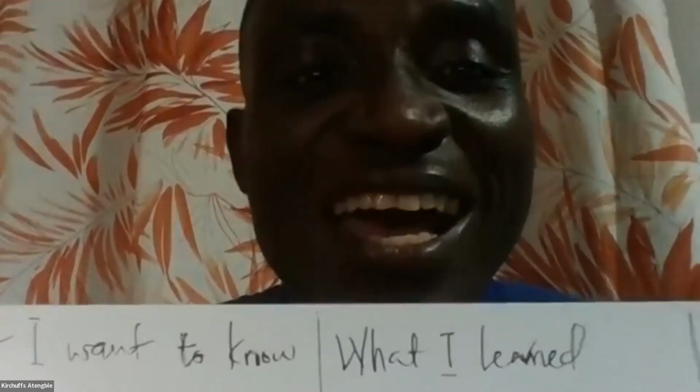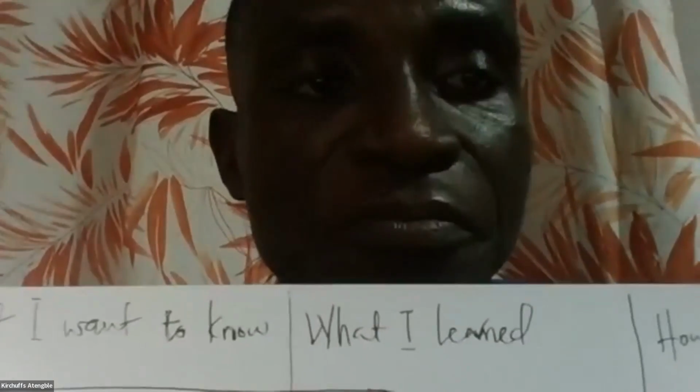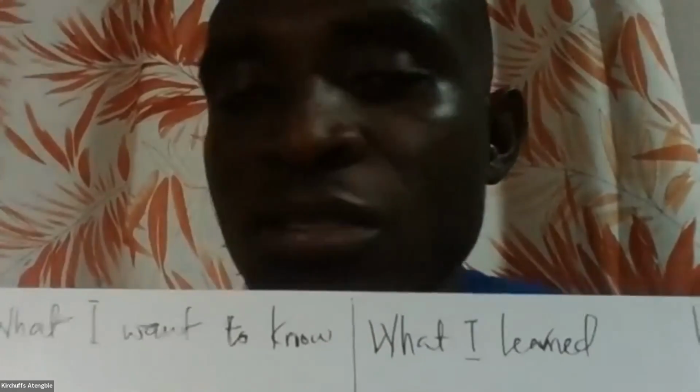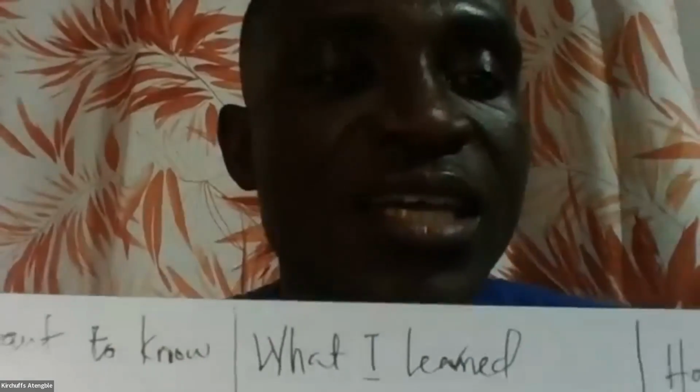So the third column, you would write there what I learned, or what I learnt, depending on which English you're using, British or American. What I learned. And then the fourth column is how I'm going to apply this knowledge. So to go over them again, we have what I know, what I want to know, what I learned, and how I'm going to apply this knowledge.